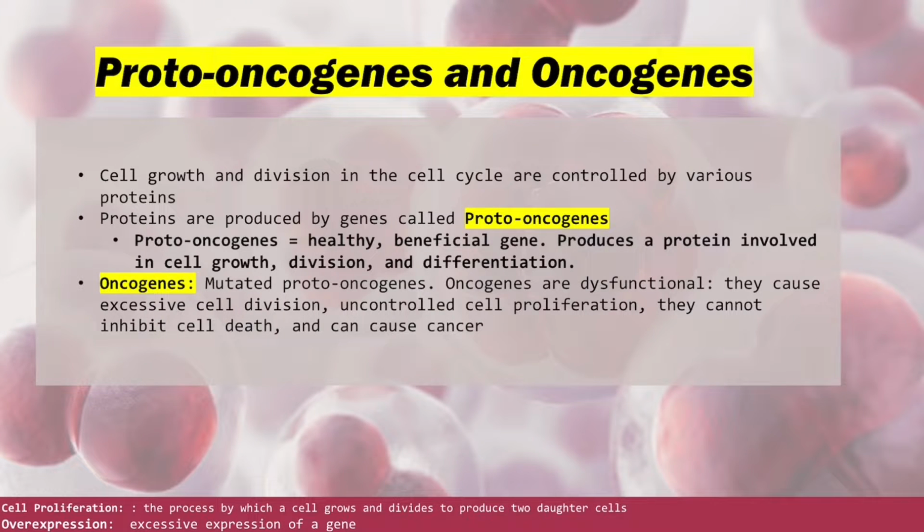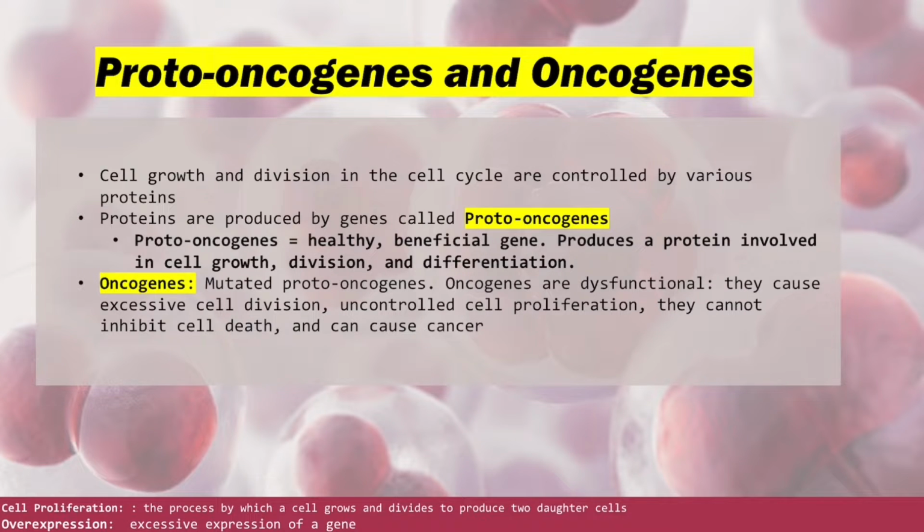Cell growth and division in the cell cycle are controlled by various proteins. Proteins are produced by genes called proto-oncogenes. They are healthy, beneficial genes and produce a protein involved in cell growth, division, and differentiation. They are typically only turned on when received a signal to grow.